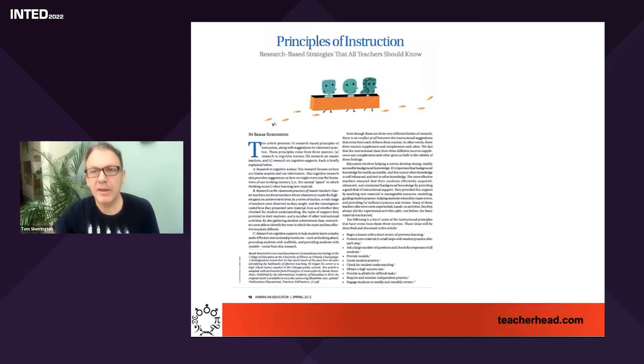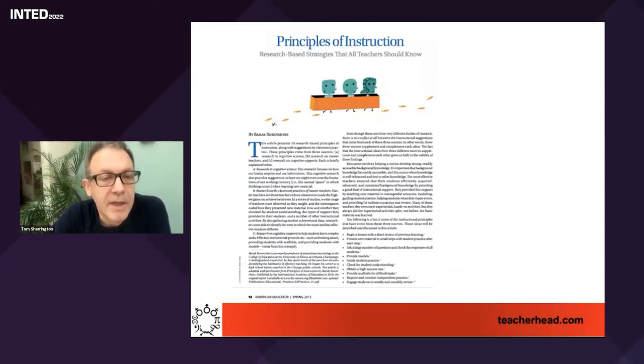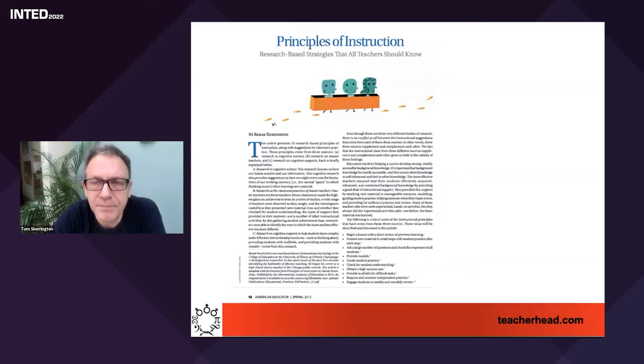So you can download this. I've just got a copy in my hand here. It's a simple PDF. And this comes from the American Educator paper 2012, so it's nearly 10 years since this was published. But the actual original work was published in a previous paper in 2010.